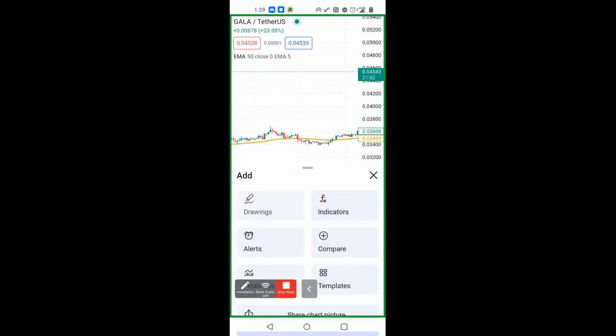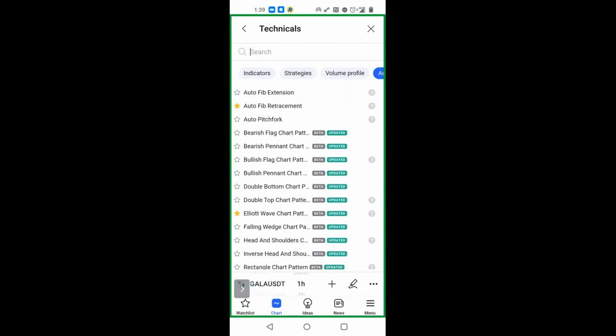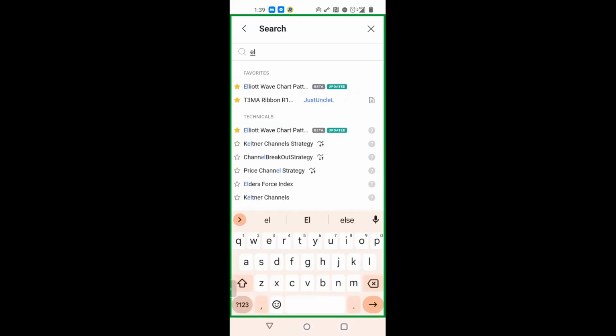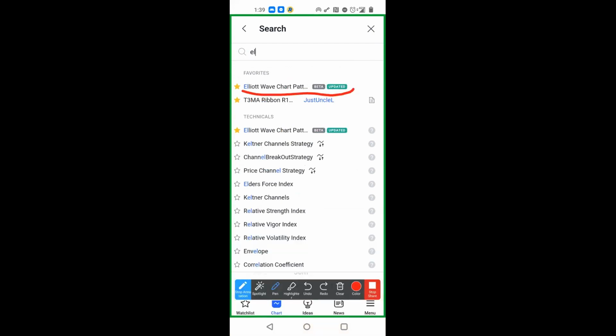So let's press it in. And it is called the Elliot. So when you tap on Elliot, it will give you many, but choose this one, the Elliot wave pattern updated. Let's go.